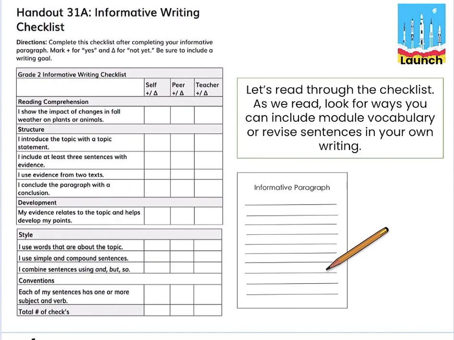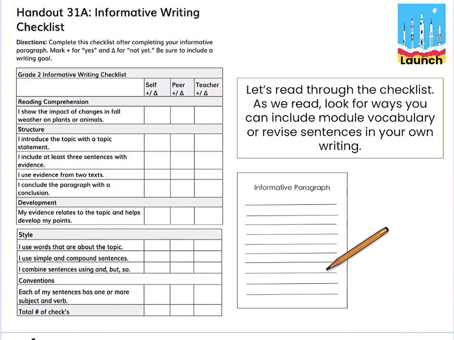Open your book to handout 31A, the informative writing checklist. Now you've probably already looked at this, but we're going to read through it again. And as we read, I want you to look for ways you can include the module vocabulary or ways to revise sentences in your own writing. So that means to make changes and make your writing better. The module vocabulary are those key words that we have learned, the same words that you had a Seesaw activity on the other day to see if you understand what those words mean.